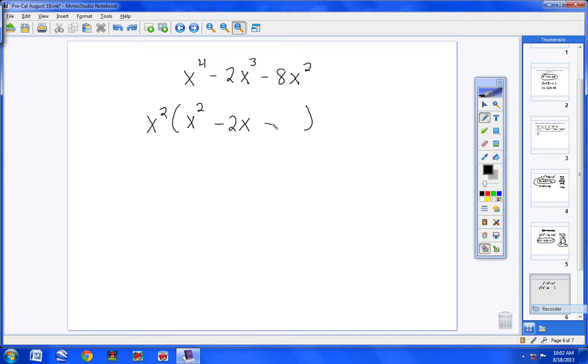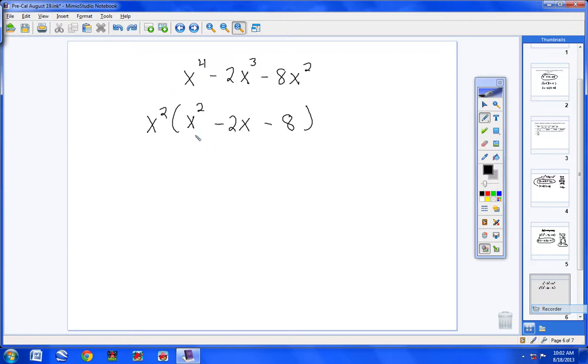And then what would I put here? How about a negative 4? If I took x squared, oh, I'm wrong. Good thing I checked it, huh? That is incorrect. That would have given me a negative 4x squared. I want a negative 8x squared. That's pretty sloppy. Let's see if we can't fix it better. There we go. All right. Now, x squared times negative 8 would be negative 8x squared. So there we go.